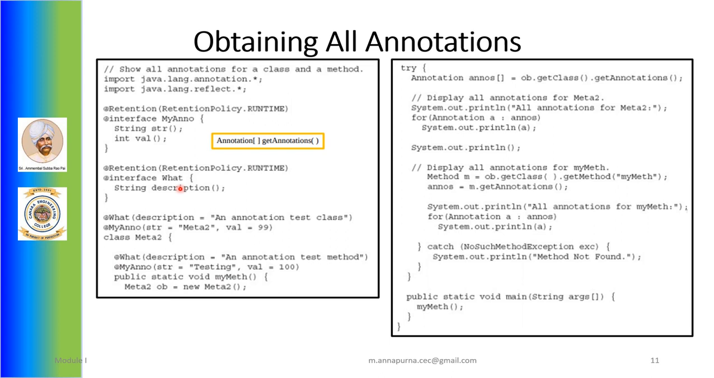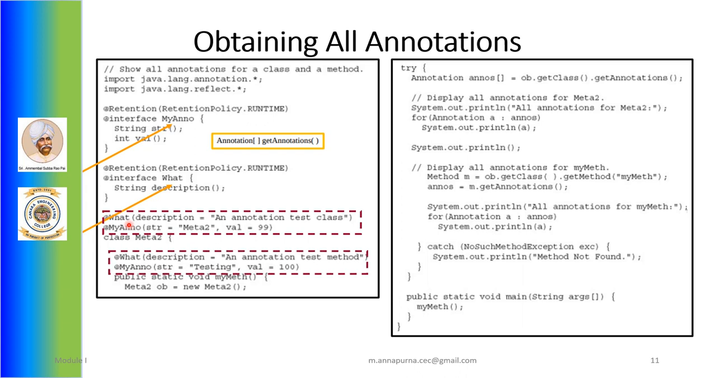It declares two annotations, myAnno and what. So here I have declared two annotations. One is named myAnno and the second annotation is named what. These annotations are used to annotate a class, Meta2, and a method, myMeth. So I have used these annotations myAnno and what to annotate a class called Meta2 and a method myMeth.